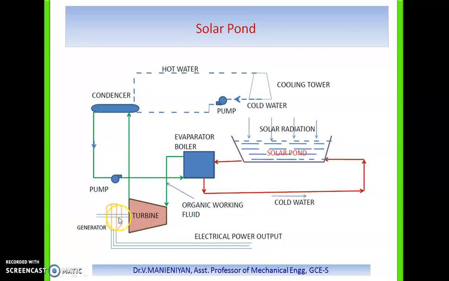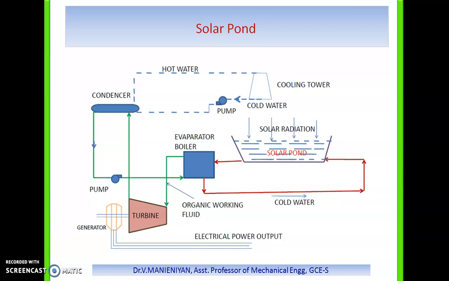So the turbine is coupled with a generator. The generator produces electricity. The expanded vapor goes to the condenser. The condenser condenses the organic fluid into liquid form, which then goes to the heat exchanger, so the cycle is repeated. The heated water goes to the evaporator or boiler, where heat is exchanged and the organic fluid is converted into vapor. So the entire cycle repeats continuously.